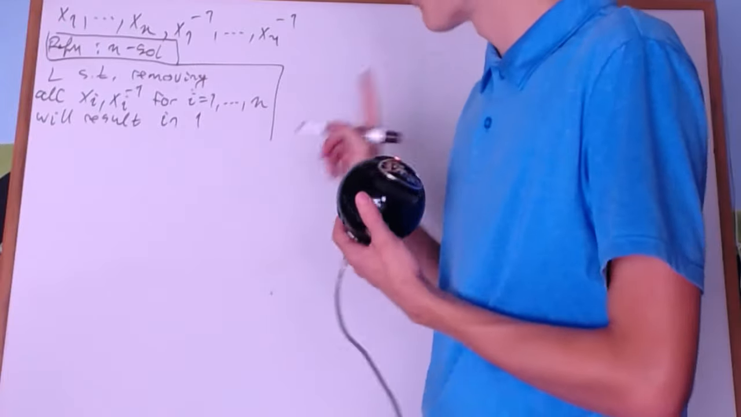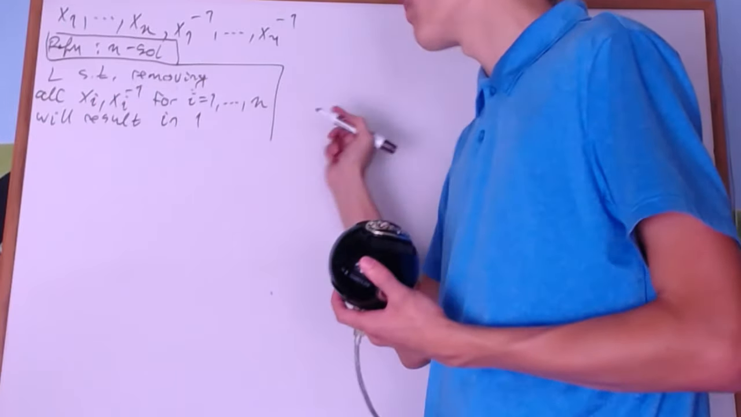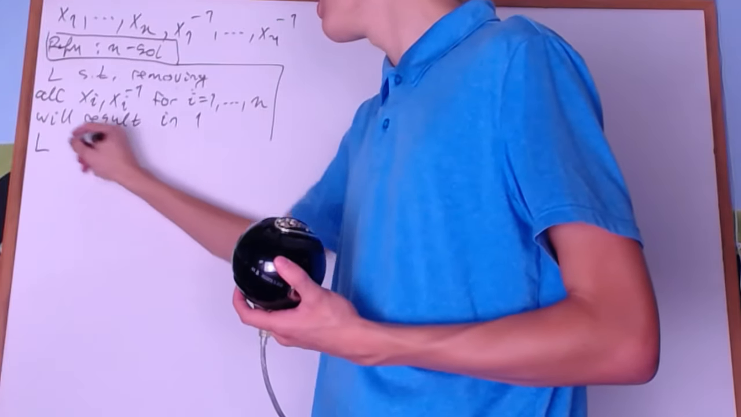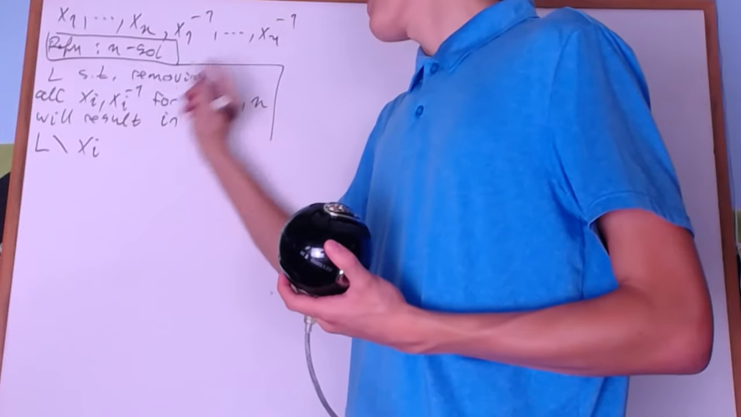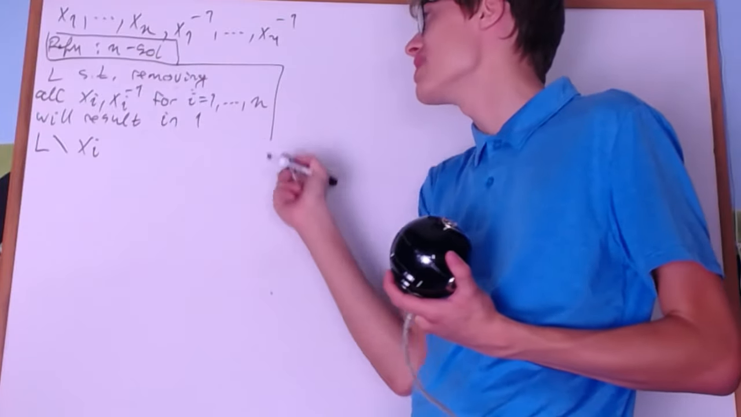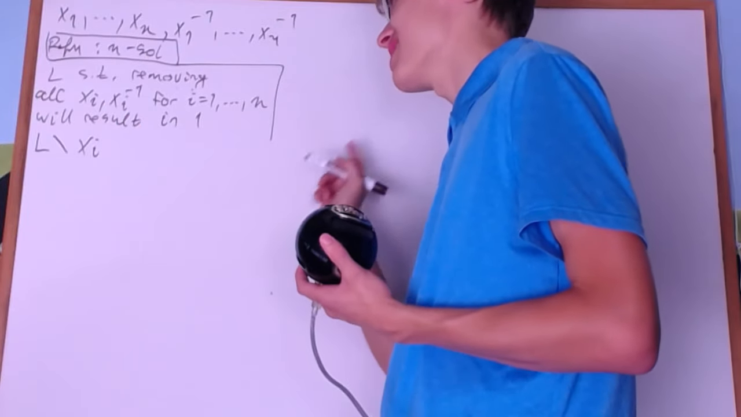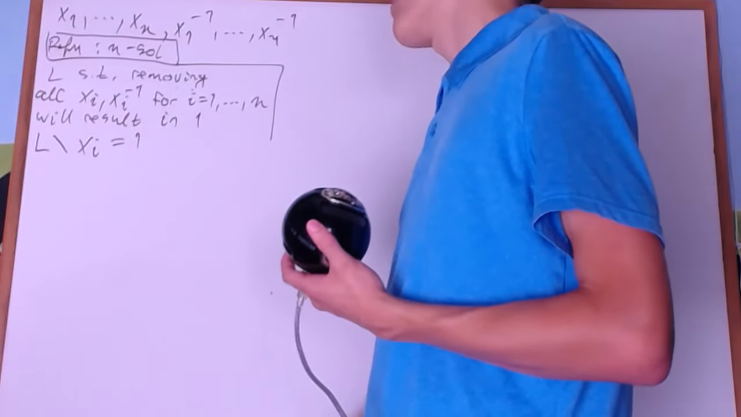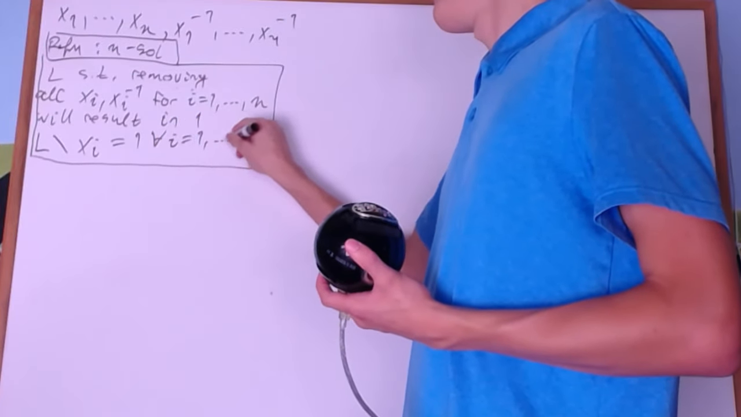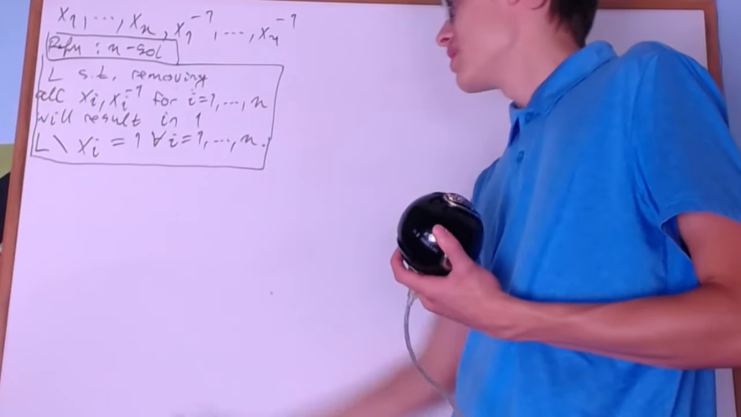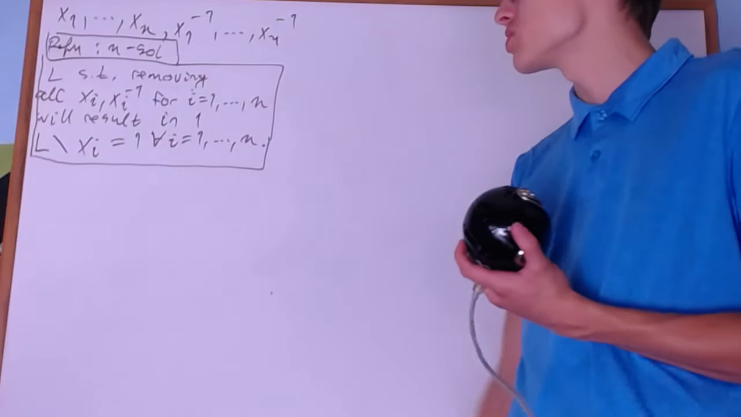Now what I'm going to represent removing by xi and xi inverse, I'll represent this by L backslash xi. And by the definition of an n solution, L removing all instances of xi and xi inverse will have to be 1. And this is for all i equals 1 to n. And so that is the statement of the definition of an n solution.